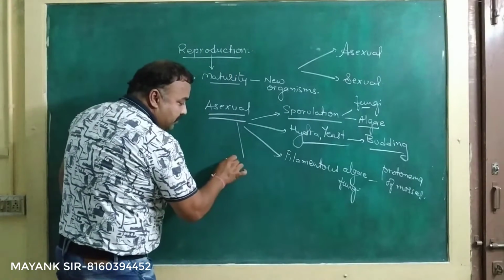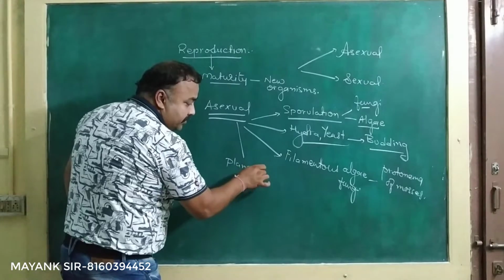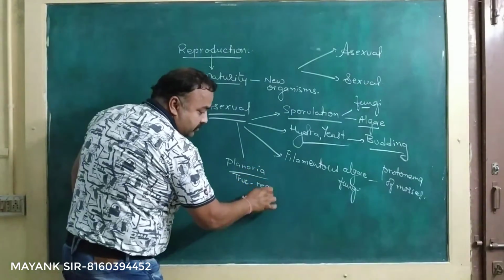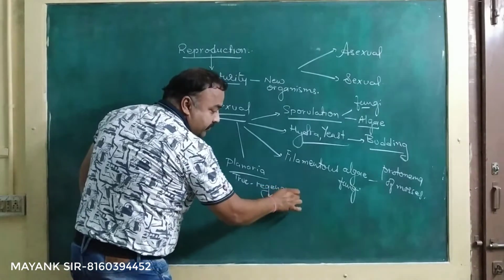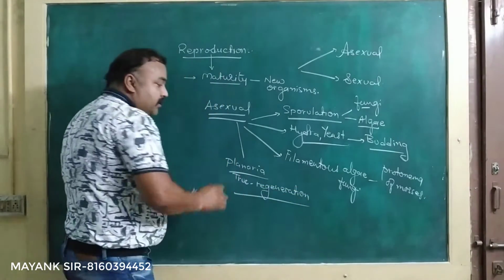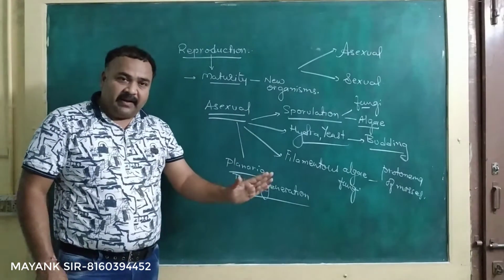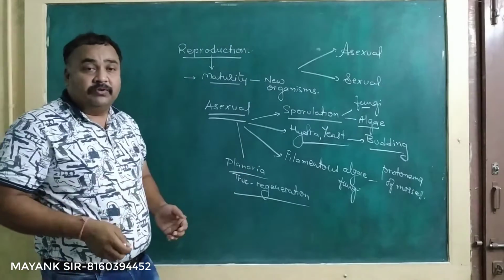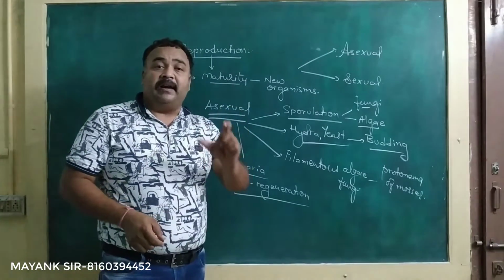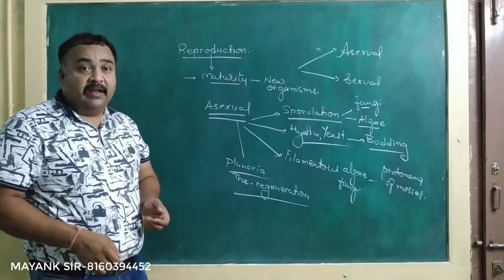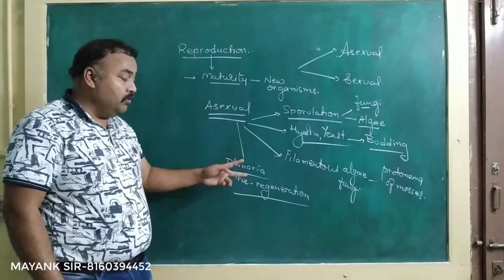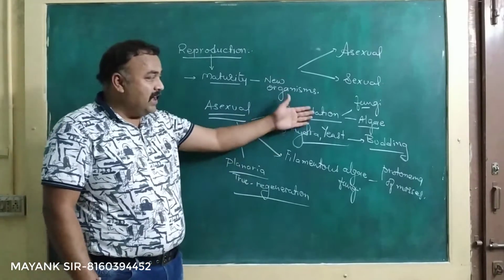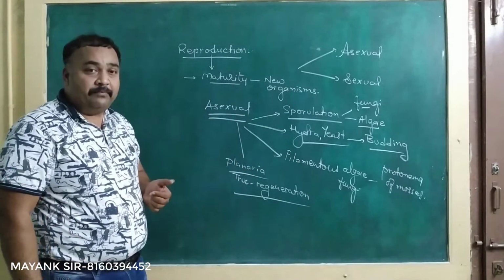Whereas in flatworms like planaria, true regeneration is observed. That means the body will be divided. It resembles fragmentation again. The body will be divided into different parts, and each part is capable of converting into a new living organism. That is known as regeneration. True regeneration is observed. So these are the subtypes of asexual reproduction.